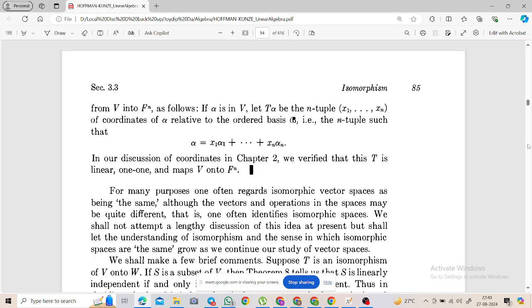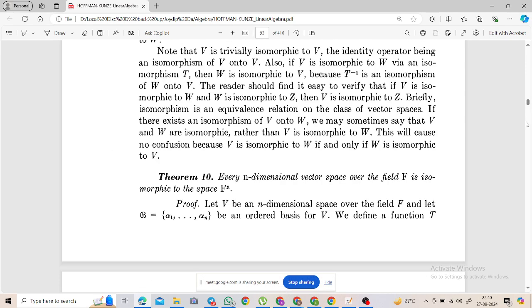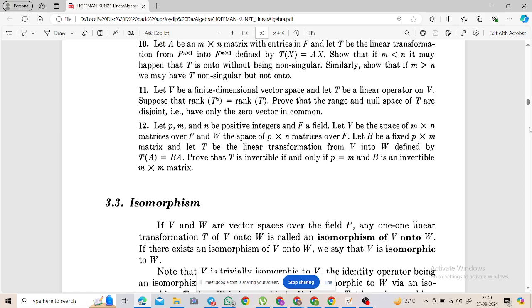Did we do 3.3? I mean, the last class was, I think, 2 weeks back. So, did we start doing 3.3 isomorphism? Did we do it?